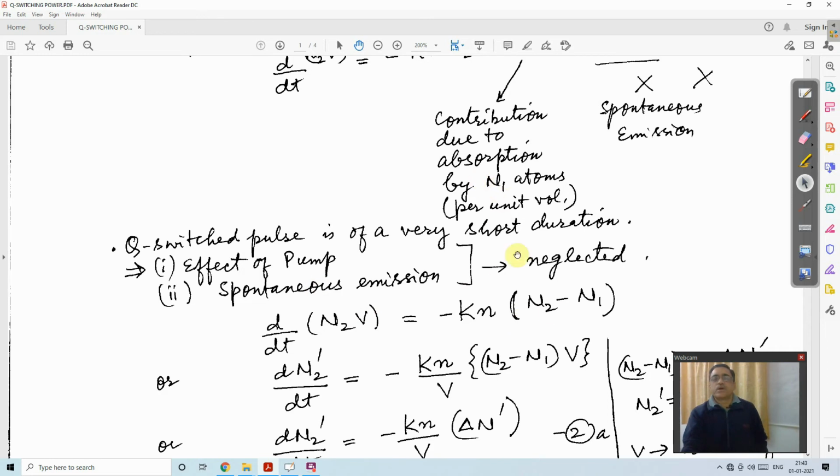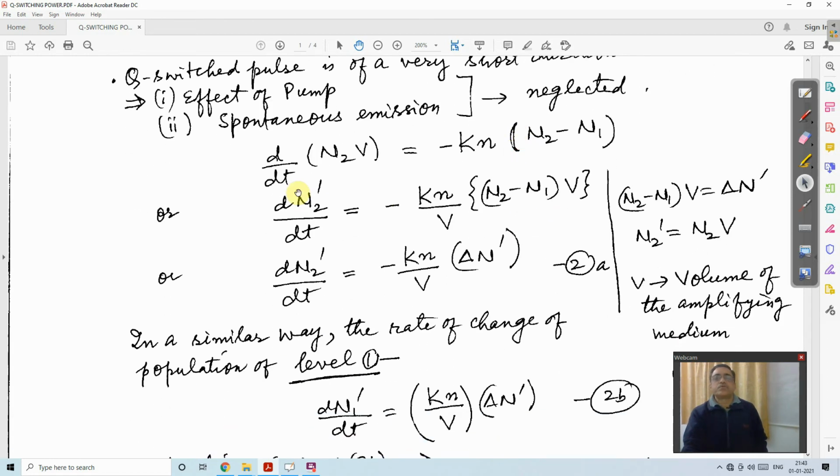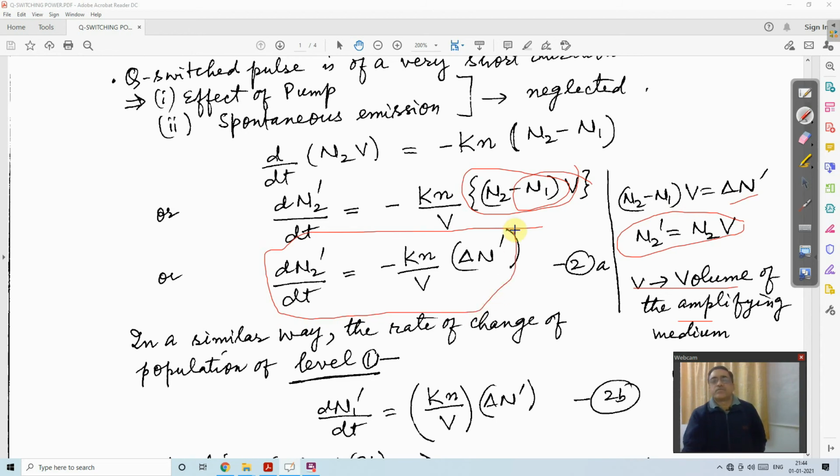So our above equation reduces to d by dt of N2V is equal to minus Kn (N2 minus N1). Now this N2 minus N1 is the difference of populations between the lasing level and the ground level, and therefore on the RHS we divide and multiply by V. So this quantity can be substituted as delta N dash. V is the volume of the amplifying medium, and on the LHS we write N2V as N2 dash. So this becomes dN2 dash by dt is equal to minus K N by V delta N dash.